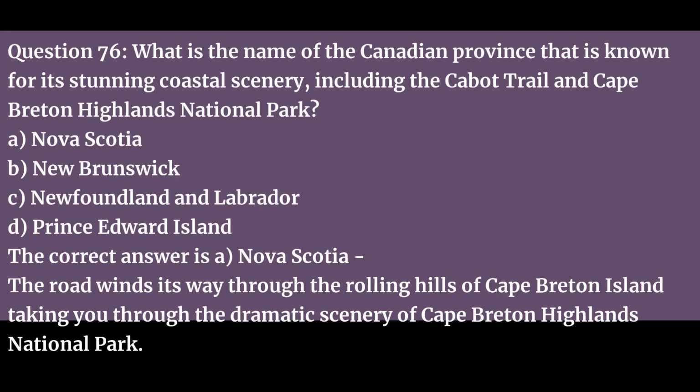Question 76. What is the name of the Canadian province that is known for its stunning coastal scenery, including the Cabot Trail and Cape Breton Highlands National Park? A. Nova Scotia. B. New Brunswick. C. Newfoundland and Labrador. D. Prince Edward Island. The correct answer is A. Nova Scotia. The road winds its way through the rolling hills of Cape Breton Island, taking you through the dramatic scenery of Cape Breton Highlands National Park.